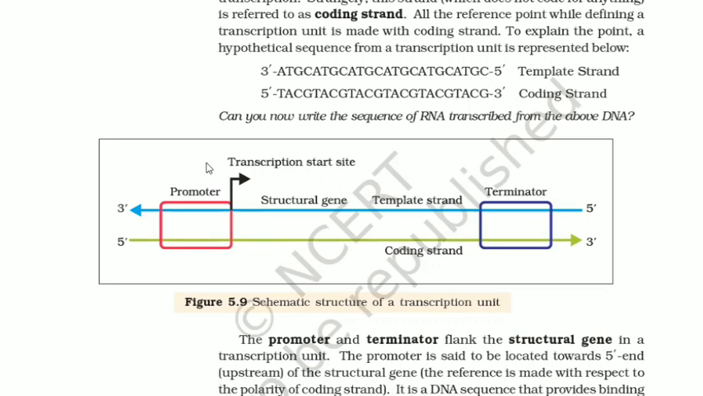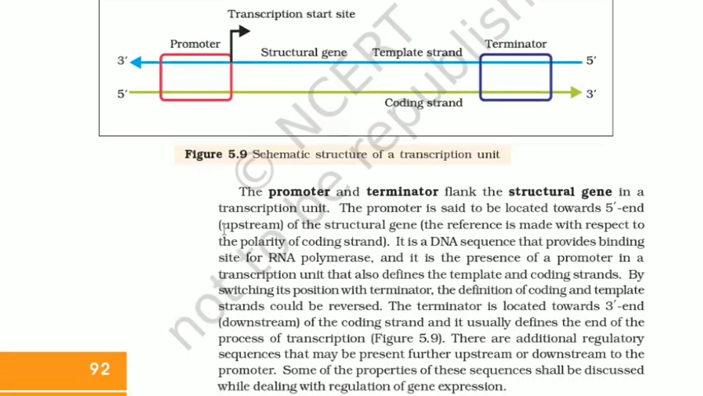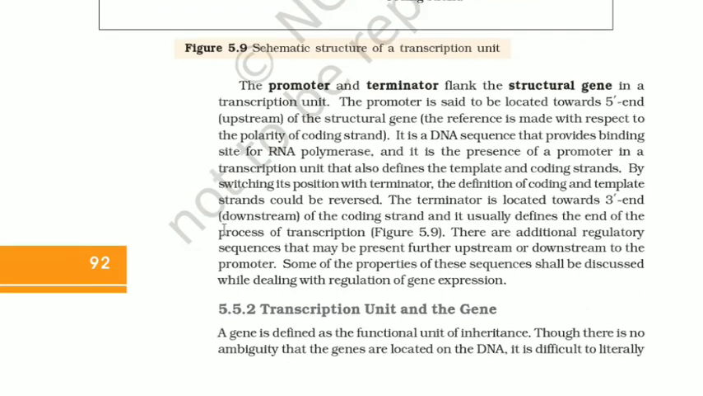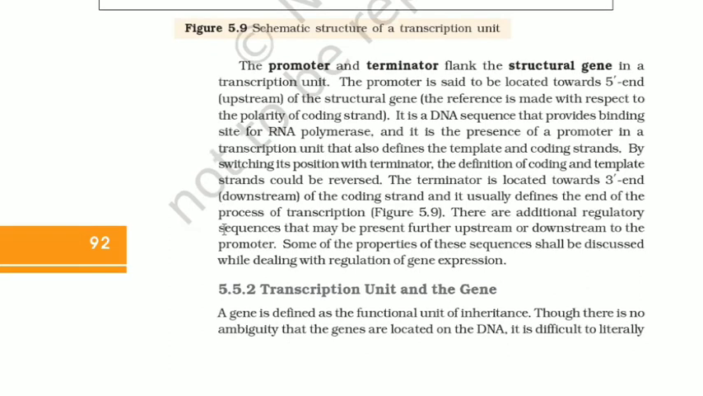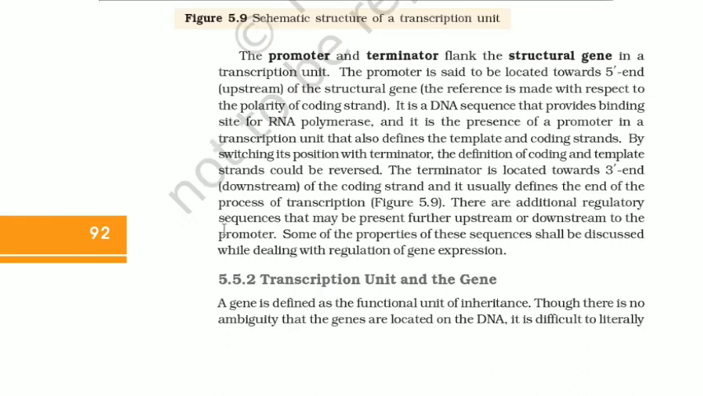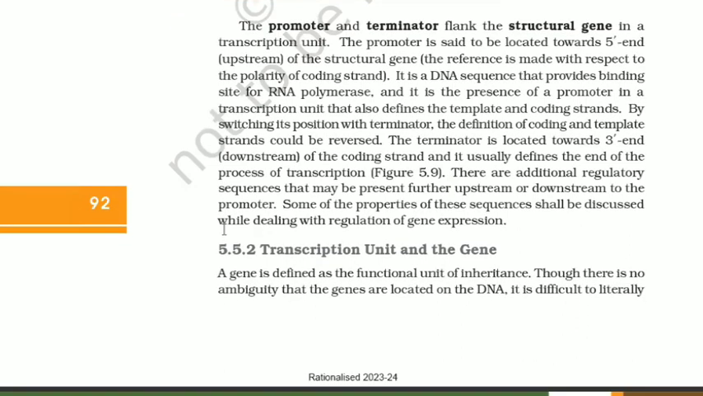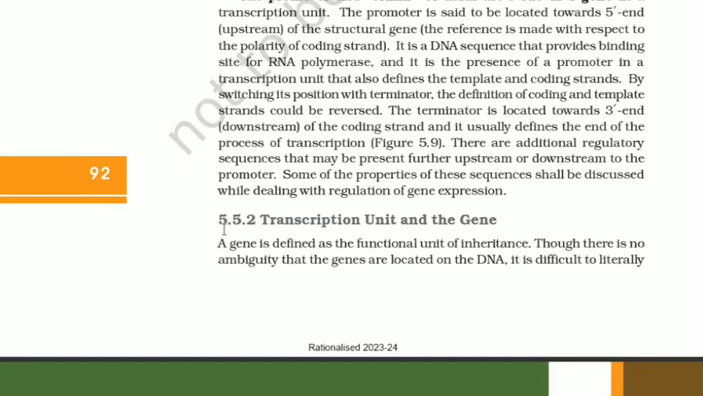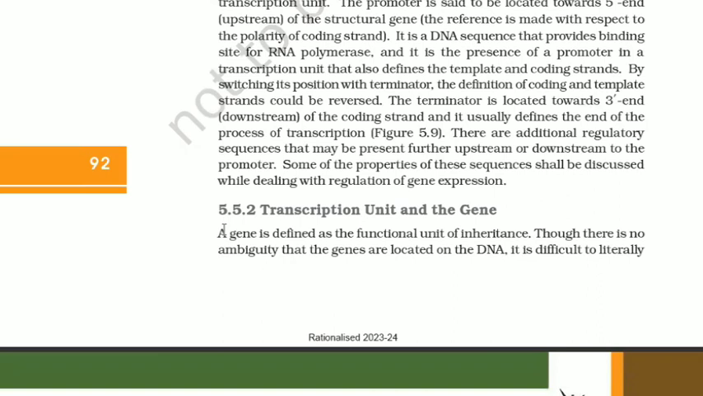Here is a sequence given, and here is a schematic structure of a transcription unit. The promoter and terminator flank the structural gene in a transcription unit. The promoter is said to be located towards the 5' end, that is, upstream of the structural gene. The reference is made with respect to the polarity of the coding strand. It is a DNA sequence that provides a binding site for RNA polymerase, and it is the presence of the promoter in a transcription unit that also defines the template and coding strands.